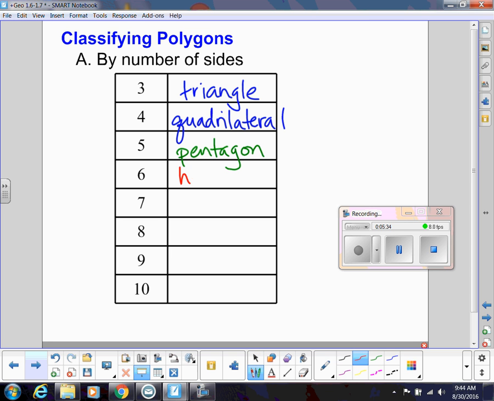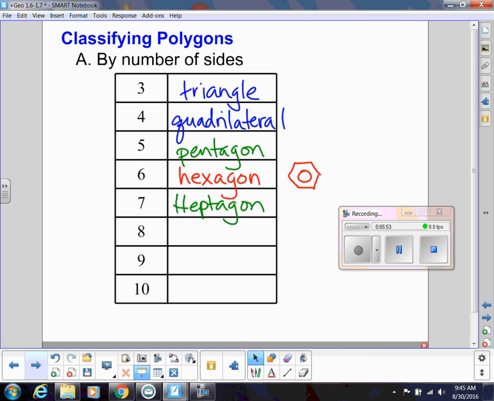6 is a hexagon. Think of a hex, if you think of a hex head bolt. I don't know if you've seen those bolts before. And then 7 is a heptagon. 8 is an octagon, of course, like a stop sign. Nonagon. And then decagon.